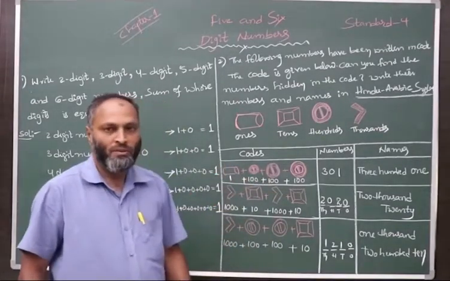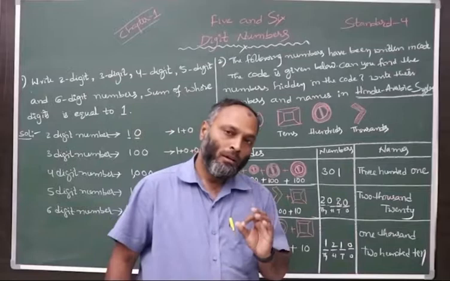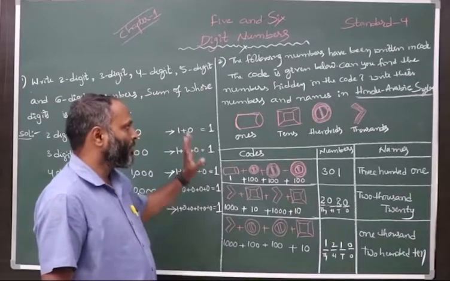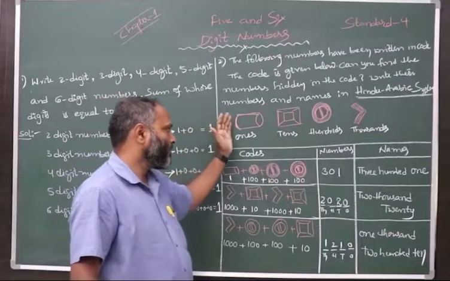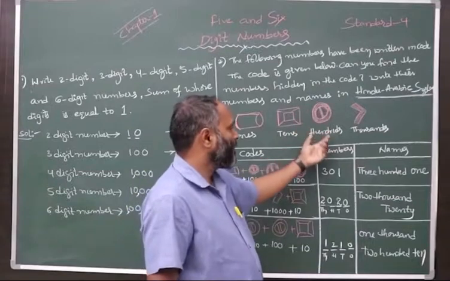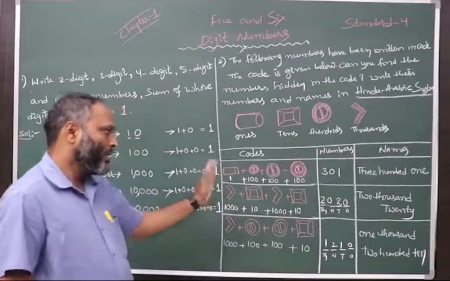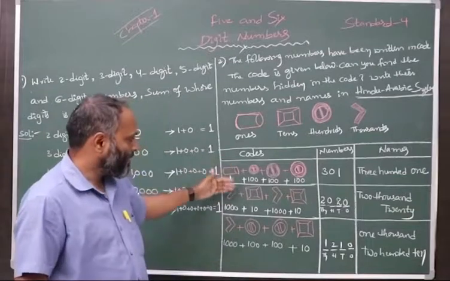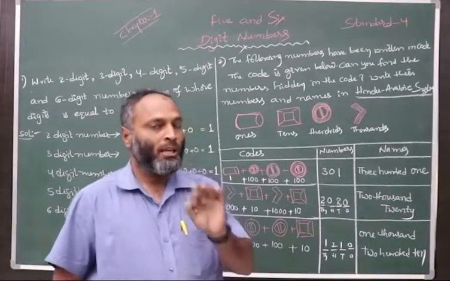Two more questions were there in your textbook. That is your home assignment. You do it on your own at home. So follow these rules. The code is given: cylinder is the code for 1's, square is the code for 10's, circle means 100, and arrow means 1000. According to that, you decide, write the number and write the name of that number. So these 3 questions I explained, and 2 more questions were there in your textbook. That is your home assignment.